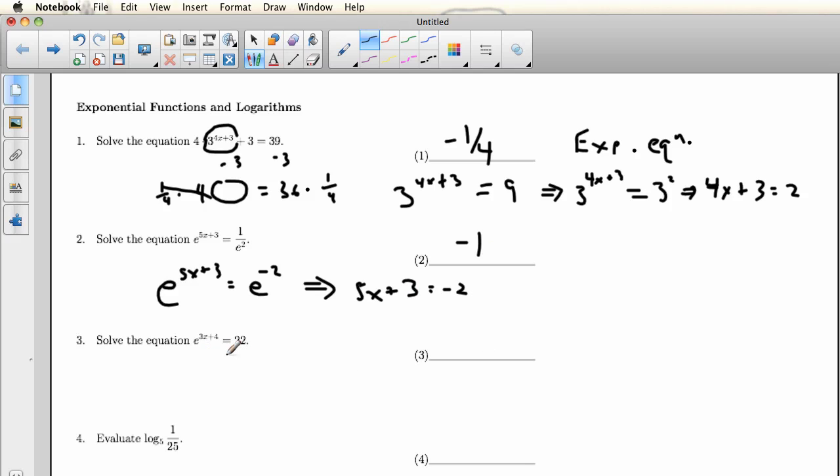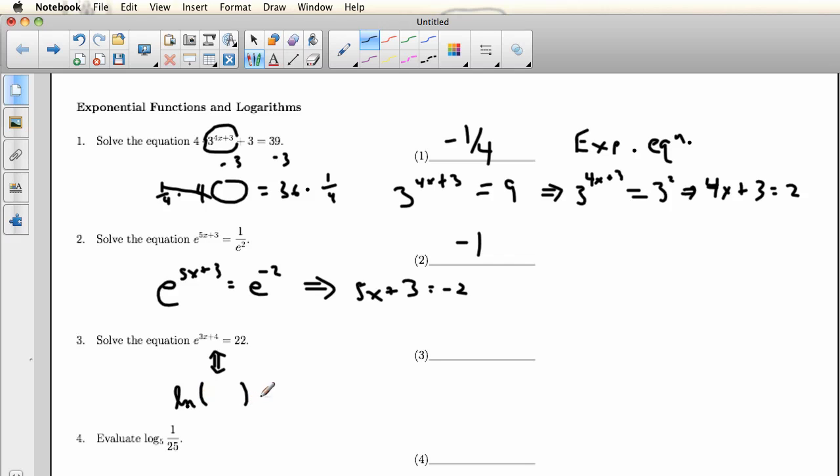This one does not look like that. I have a right-hand side here that does not look like a power of e, so I'm going to have to use logarithms to solve this. And what we found out was that any exponential equation can be rewritten as a log equation with the same base. A base e in the exponential equation would correspond to the ln function for the log function. Remember, ln is just a shorthand for log base e.